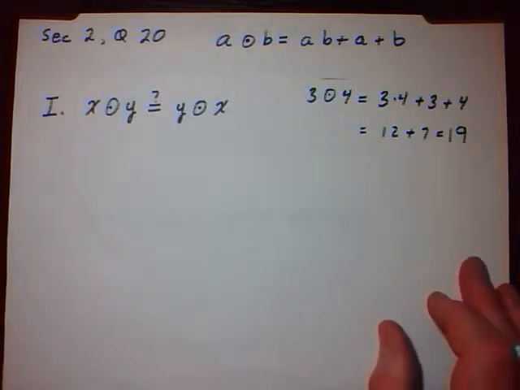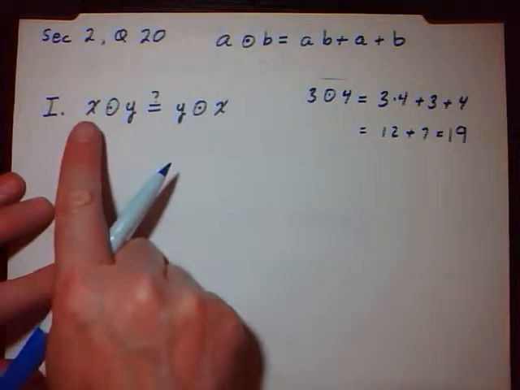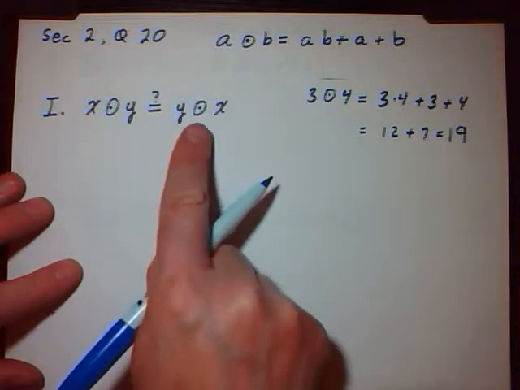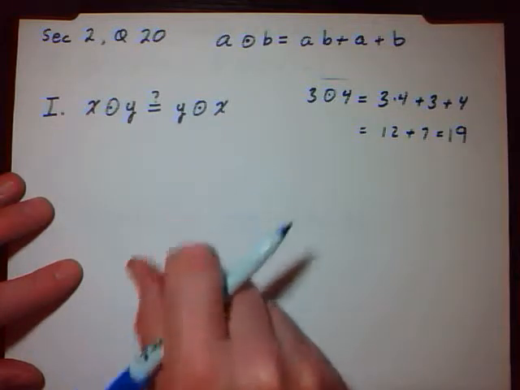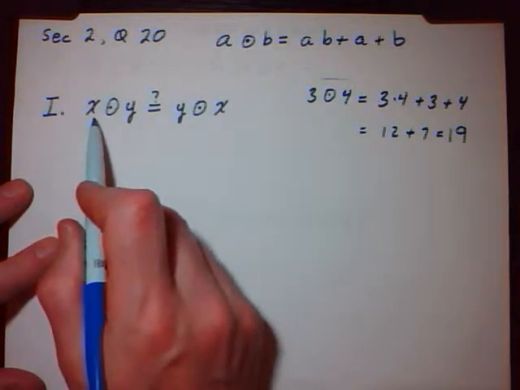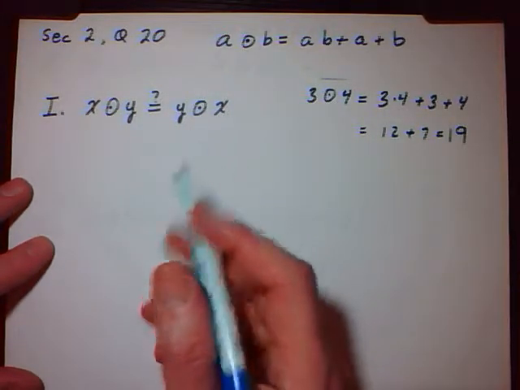Now in this question, we're asked to determine if three statements are true. The first one is, does x circle dot y equal y circle dot x? The easiest way to do that is just to substitute x and y in for a and b in the expressions and determine if they're equal.